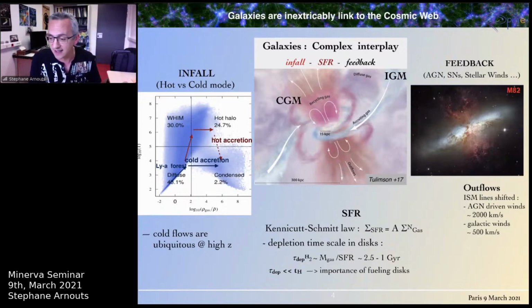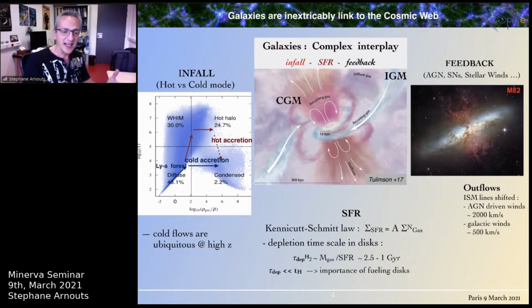So galaxies are very complex systems. There is a complex interplay between what is bringing in, so the infall of materials that get inside the halos, the star formation activity inside the disk, and the feedback processes. So all these are contributing to make the galaxy evolve over time.